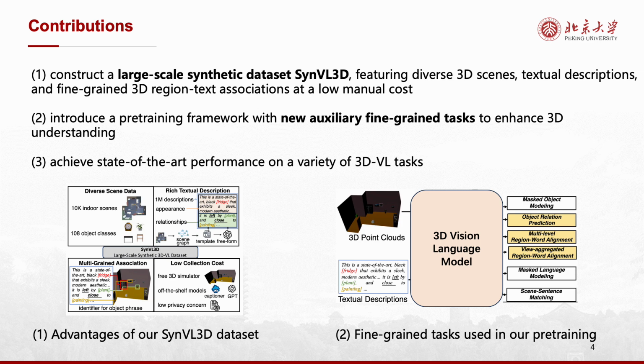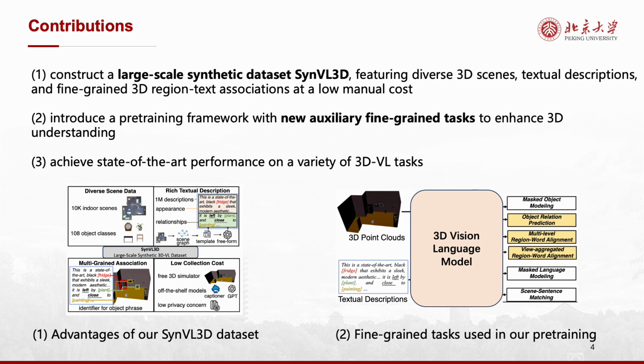2. Rich textual description. We utilize templates, image captioners, and GPT-3 to generate descriptions of objects and obtain more than 1 million descriptions. 3. Multi-grained association. We retain a distinct identifier for every noun phrase, creating a connection between each identifier and a spatial region. 4. Low collection cost. Based on simulators, we can obtain free 3D scene data, and use off-the-shelf models to obtain fine-grained annotations and descriptions with few manual annotations. We also avoid privacy issues compared to real scenes.